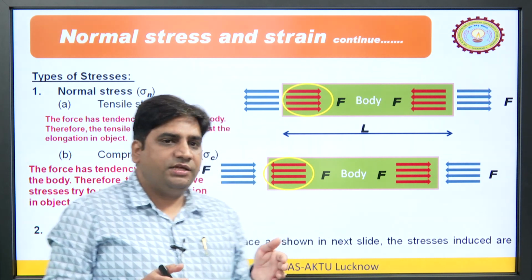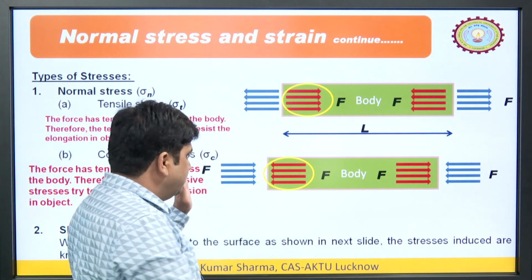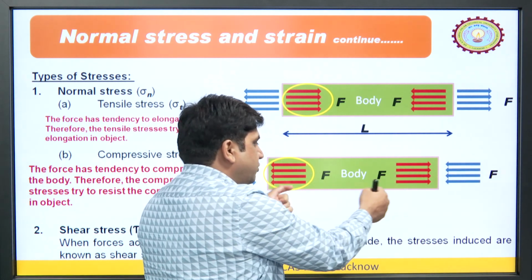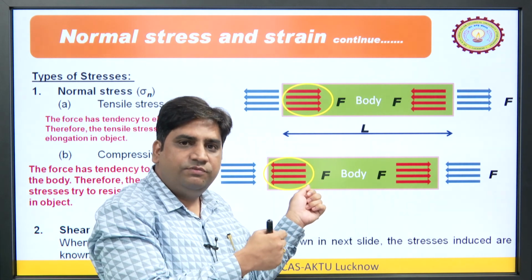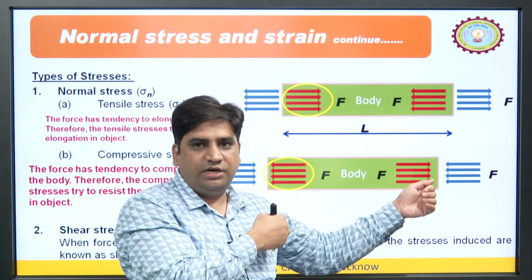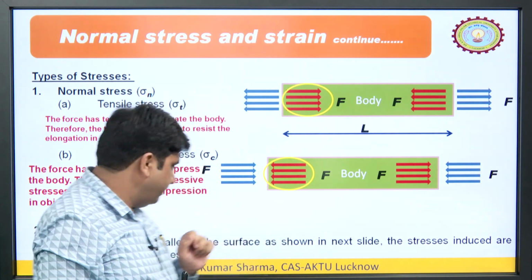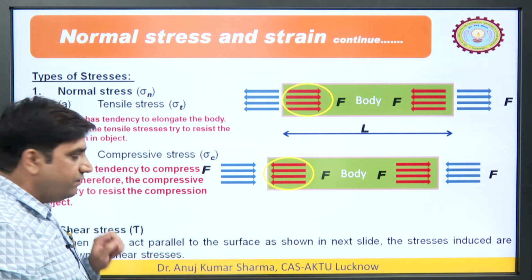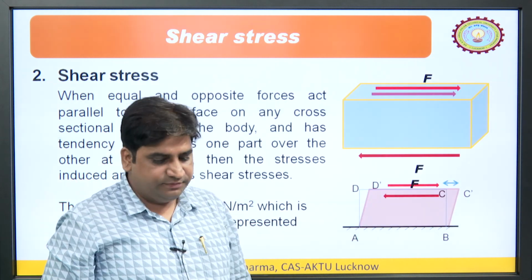And when we get the external compressive force, like in the second case, these two forces are trying to compress the object. It will induce the internal resistance force which will try to keep the size of the object in its original dimension. Therefore, these stresses are compressive stresses. And the other one is shear stress. We will discuss shear stress in the next slide.